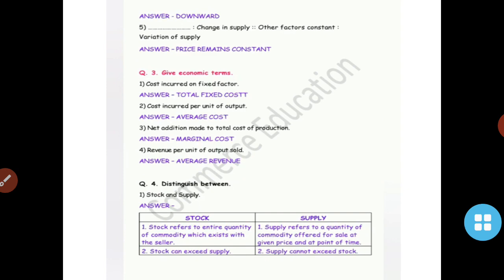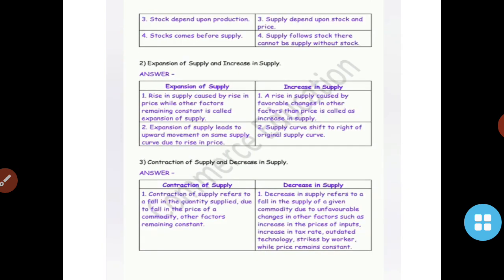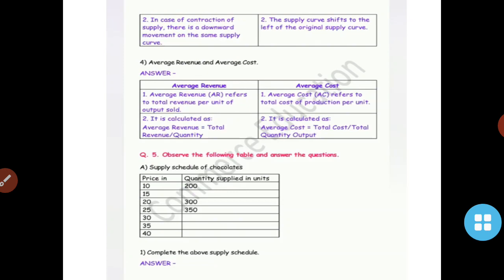Give economic terms. Distinguish between stock and supply. There is a definition and explanation of supply and increase in supply, contraction of supply and decrease in supply. There are two points. The fourth one is average revenue and average cost. The fifth is to observe the following table and answer the questions.